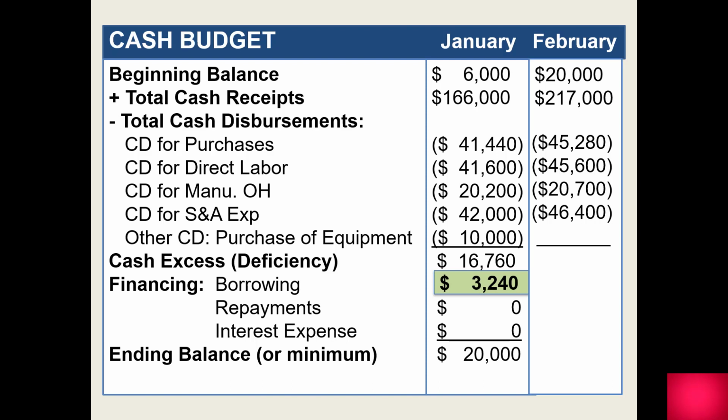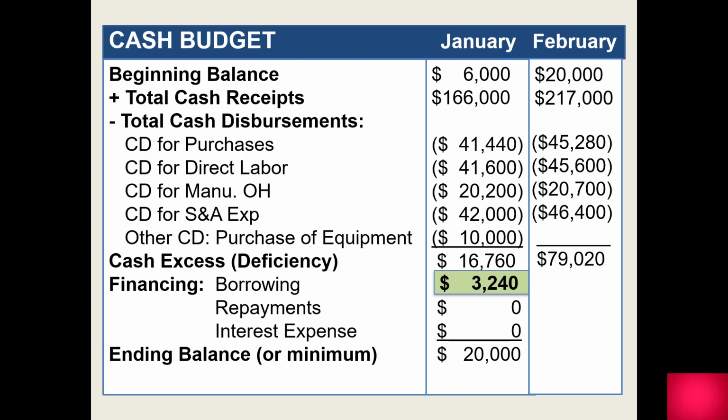$45,280. Direct labor costs are $45,600. Cash disbursements for overhead will be $20,700. Cash disbursements for selling and administrative expenses $46,400. And our cash excess or deficiency will be $79,020.